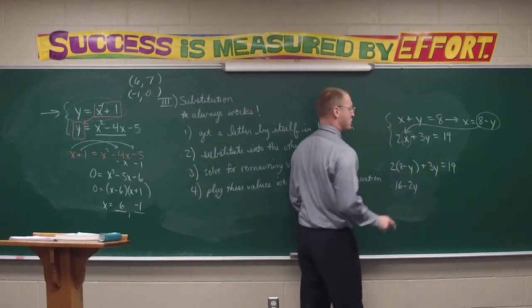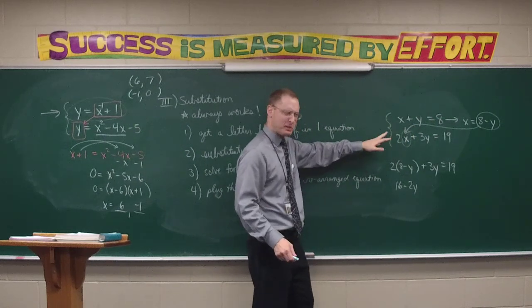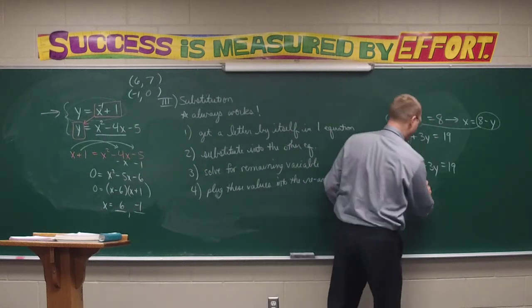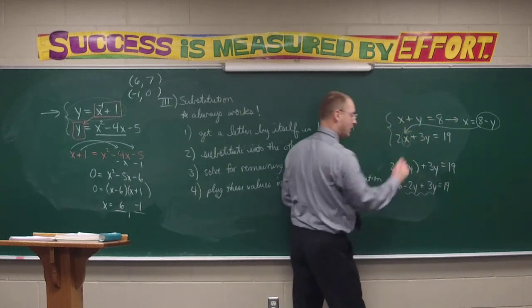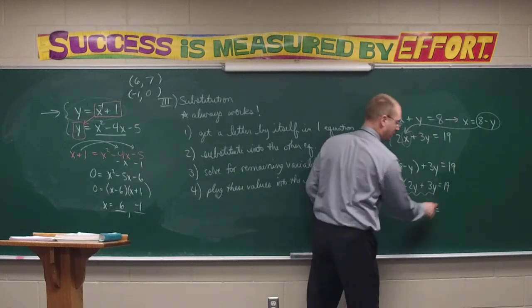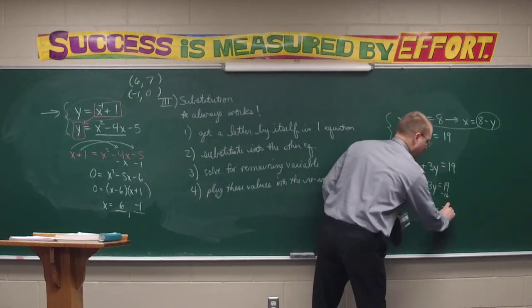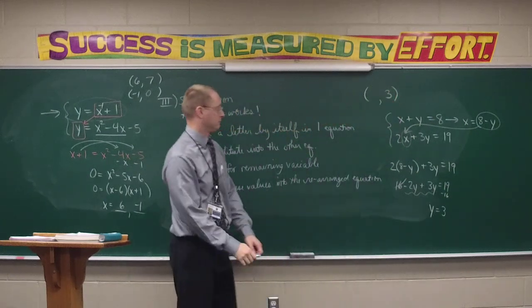And a lot of times students will, as they plug the 8 minus y in, distribute the 2 at the same time. I have no problem with that. I'm lazy too. Plus 3y equals 19. Then, of course, we'll combine like terms, class. And at the same time we combine, we'll kick out the 16, to get y equals 3. That is my ordinate, 3.